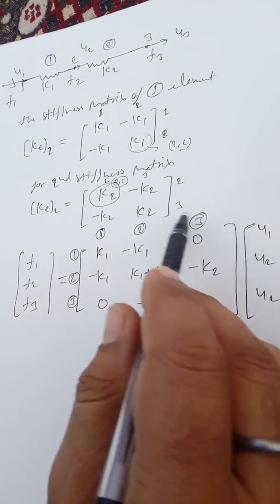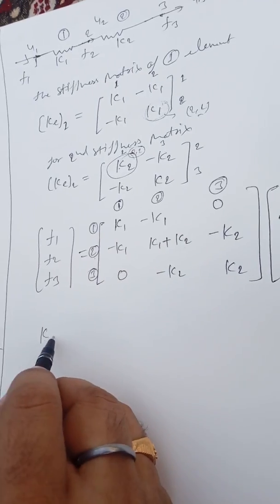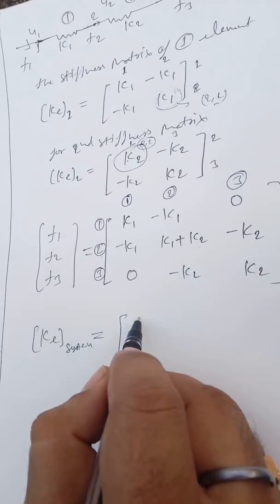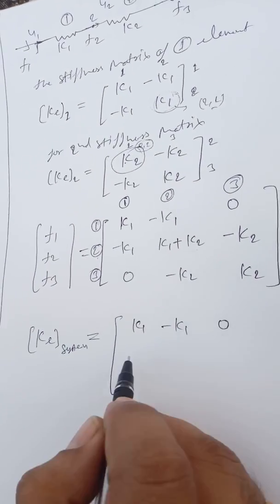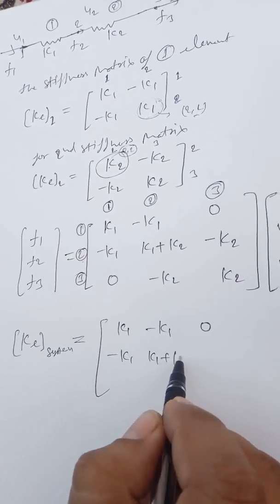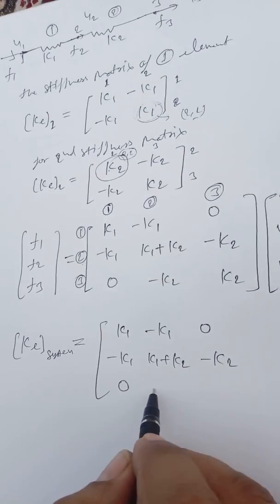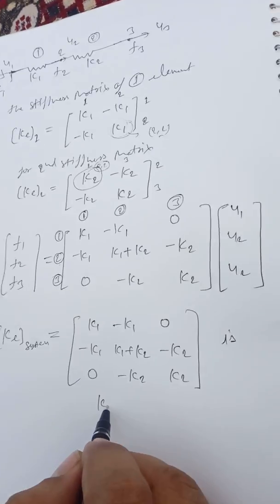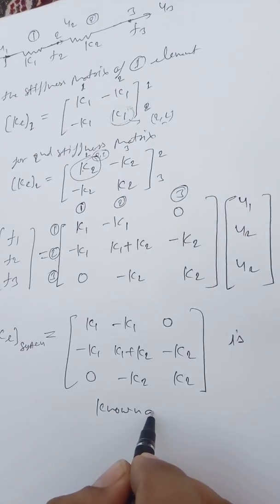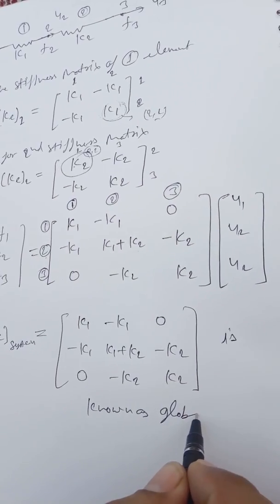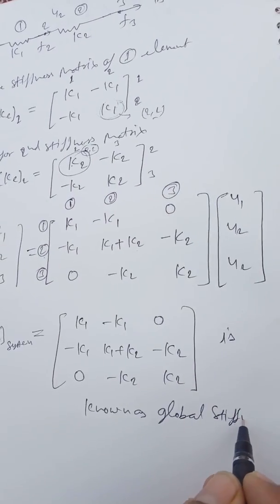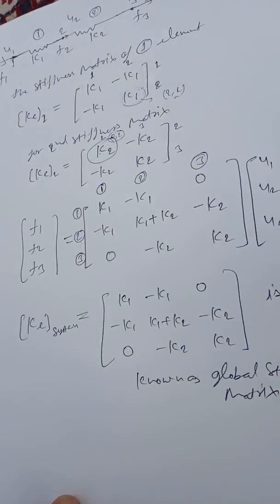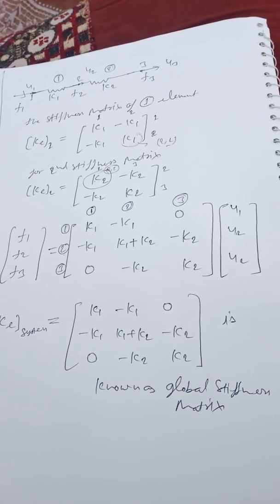And this whole stiffness matrix, K equivalent of the system, that is K1, minus K1, 0; minus K1, K1 plus K2, minus K2; 0, minus K2, K2, is known as the global stiffness matrix here. Thank you.